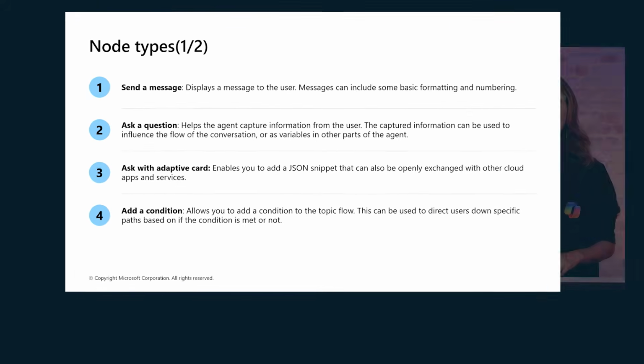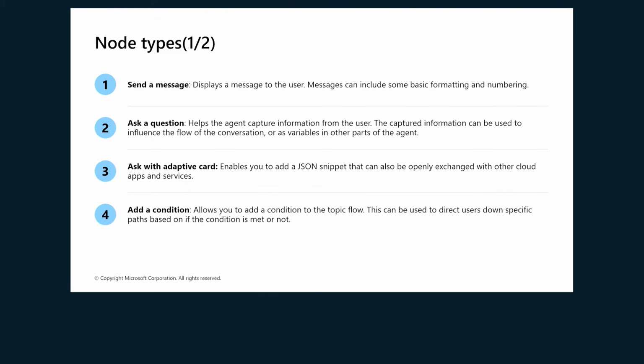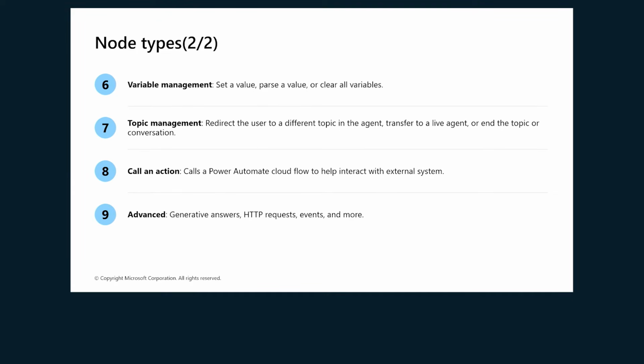Last on the slide, there is the Add a Condition node. This node lets you add a condition to the topic flow, directing users down specific paths based on whether the condition is met or not. This ensures a tailored and responsive interaction. Variable management node is like keeping track of all the important details your agent needs to remember during a conversation. Think of it as a notepad where you jot down key information, like a username or preferences, so your agent can use it later to make the interaction more personalized and smooth.